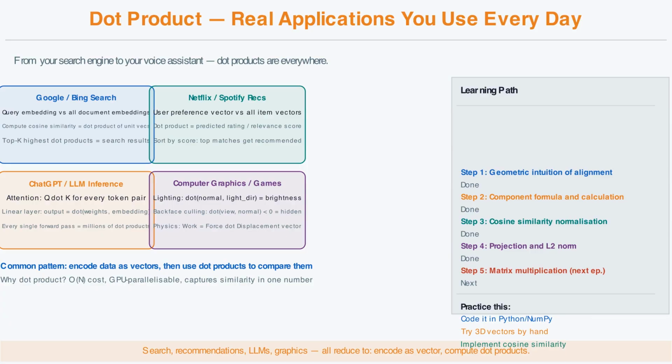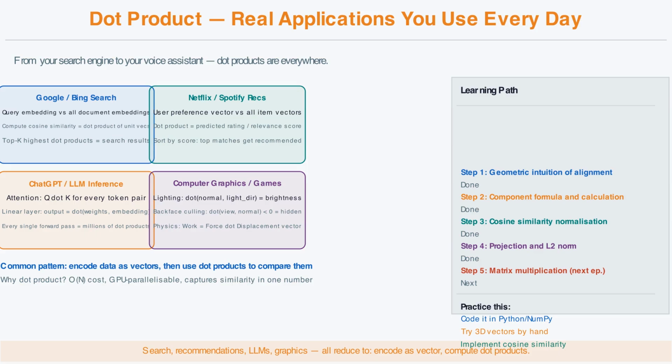Recommendation systems like Netflix and Spotify work the same way. Your preferences are encoded as a user vector. Every item, movie, song, product, has an item vector. The predicted interest score is the dot product of the user vector and the item vector. The items with the highest scores get recommended.